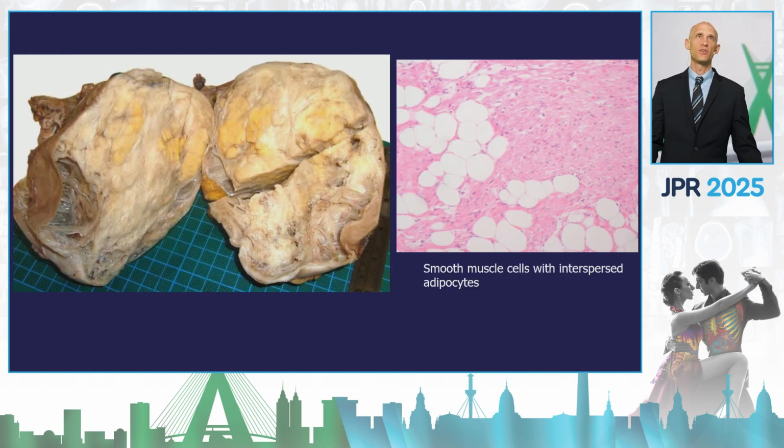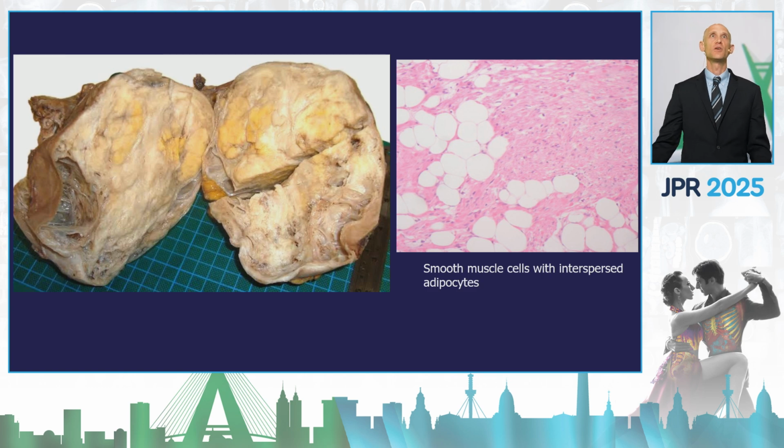Okay, this case was resected anyway due to patient symptoms, and you can see that this mass was very large. It is predominantly solid. There is a small area of cystic degeneration, but importantly, there's this yellow material here. That yellow material is that mature adipose tissue that allowed us to make the diagnosis. You can see at histology, it's a mixture of mature fat as well as the smooth muscle cells.